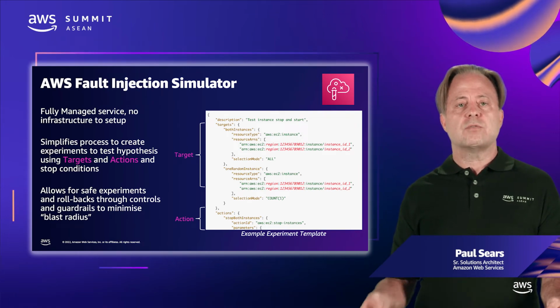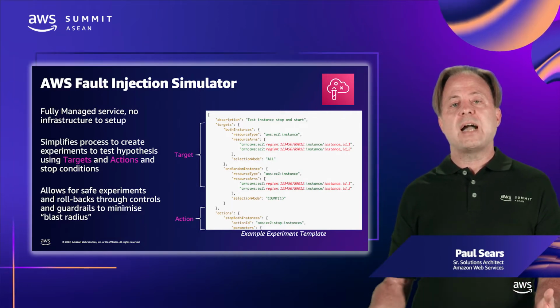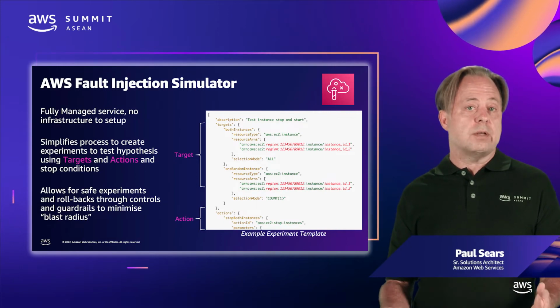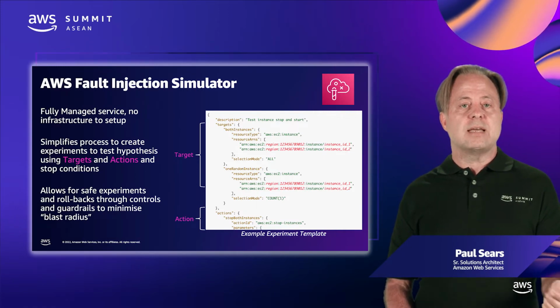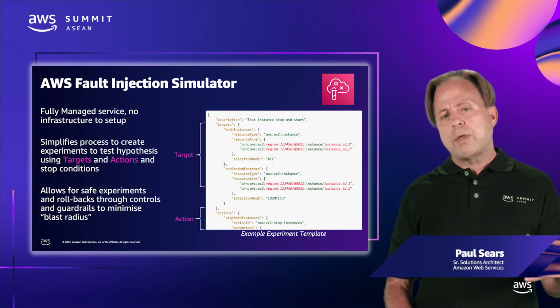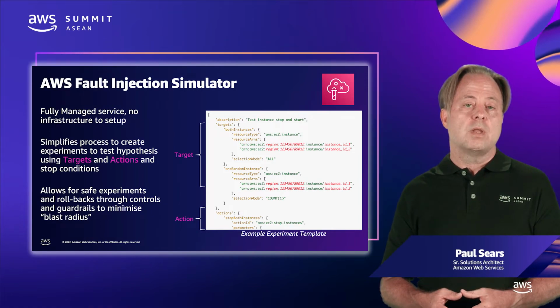AWS FIS allows for safe experiments and rollbacks through controls and guardrails, as one of the guiding principles of chaos engineering is to minimize the blast radius. It is important to test the steady state hypothesis through introducing targeted disruptions rather than disrupting multiple components of the system at the same time.